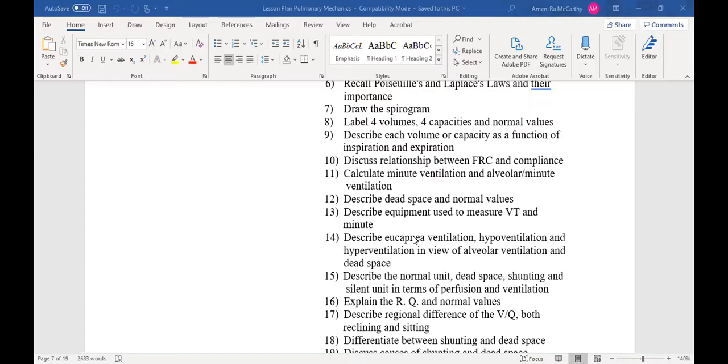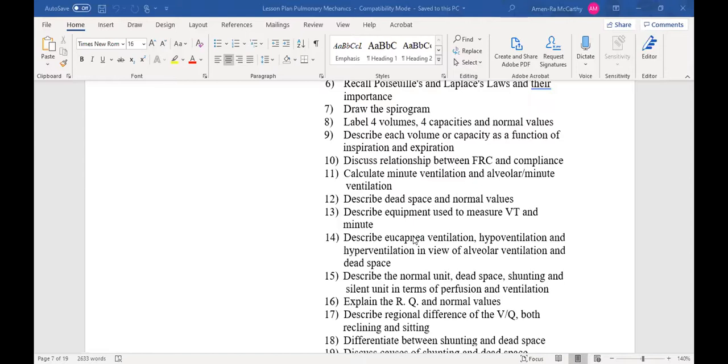So we said eucapnia ventilation was normal CO2, right? So does anybody remember what number of CO2 would be eucapnia? 35 to 45 what? Millimeters of mercury. So any CO2 that is between 35 and 45 millimeters of mercury is eucapnia ventilation, normal CO2.